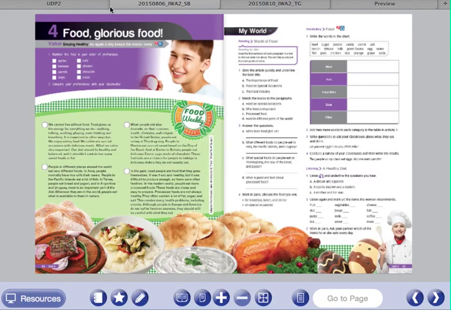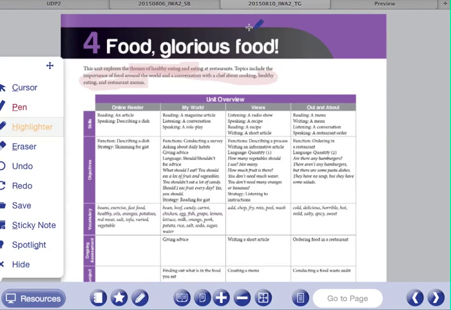Welcome to Unit 4. This unit is about food, glorious food, and we'll be exploring the topic in relation to the important value of staying healthy and what we should be eating and doing in order to stay healthy. Before we start the unit, as usual, I'm going to take you very briefly through the map of the unit, which shows you some of the key objectives.